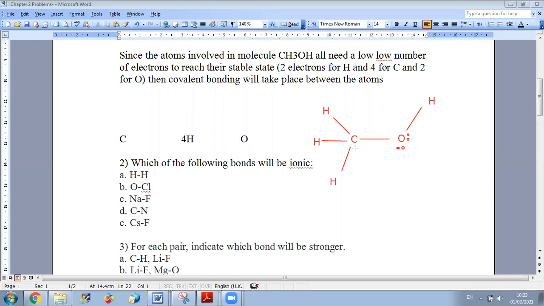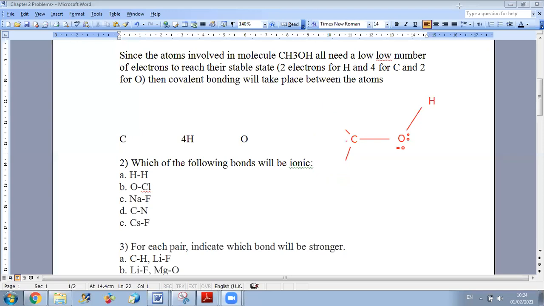So also C is stable. It's surrounded by 8 electrons. Now for oxygen, it's the same. Oxygen already has 4 electrons for itself, and it is sharing 2 with others. So 1, 2, 3, 4. You have here 2 shared electrons, so you can add 4 plus 2 is 6, and plus 2 is 8. So the H, C, and O atoms have reached their stable configuration. So this is my molecule.